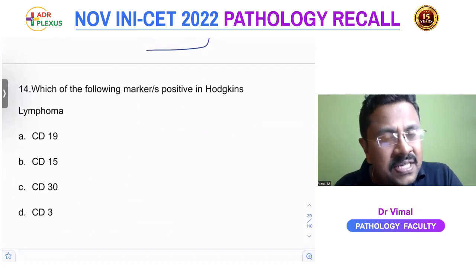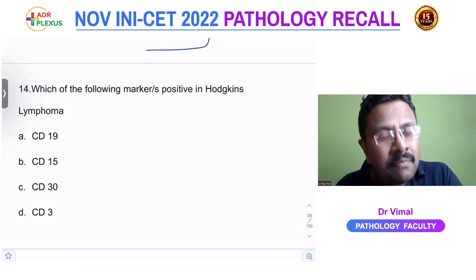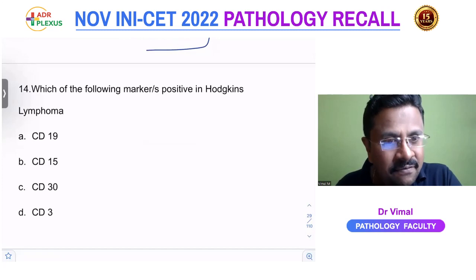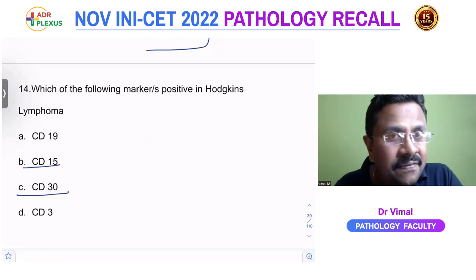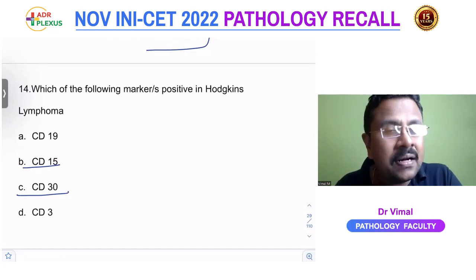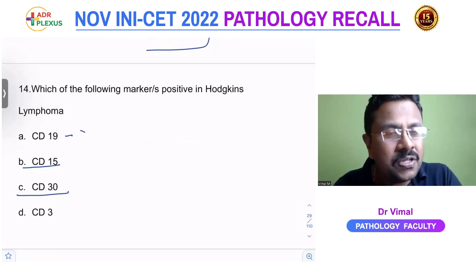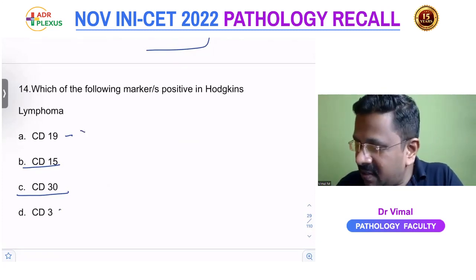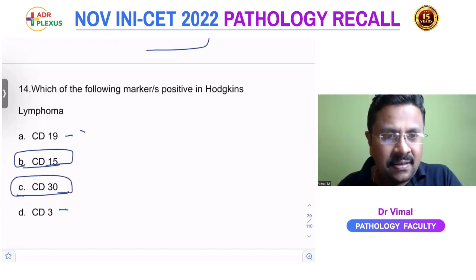Another very easy question which can definitely be answered by most of you is the markers positive in Hodgkin's lymphoma. This was asked as a multiple option question. The markers which are positive in Hodgkin's lymphoma are CD15 and CD30. CD19 is a B cell marker, usually not positive in Hodgkin's lymphoma. And CD3, which is a T cell marker, is also not positive. So the correct answer here is CD15 and CD30.